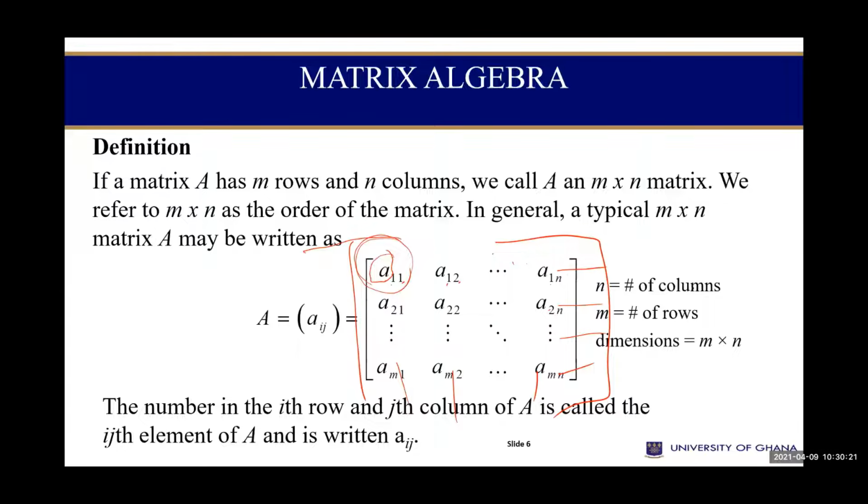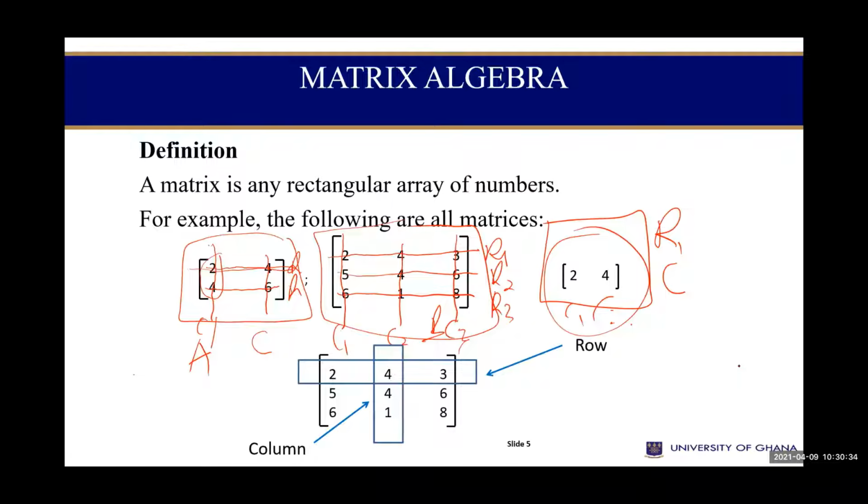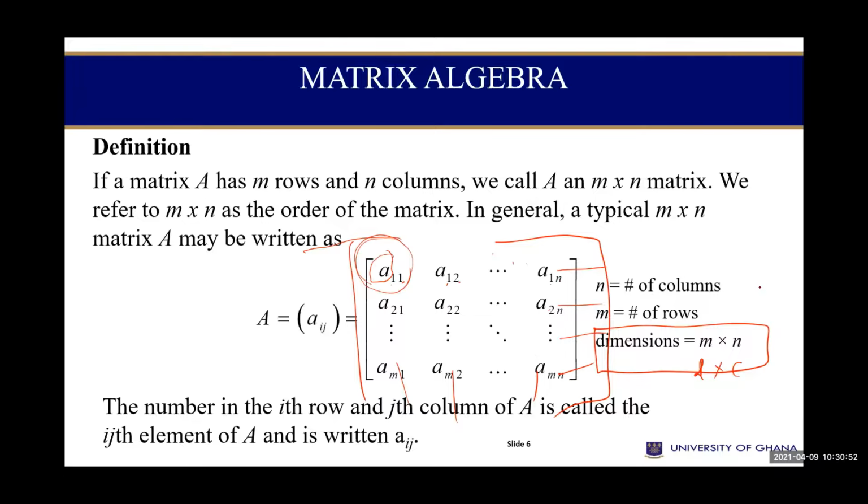Then I can define the dimension of that matrix. By dimension, we are saying m by n. M by n means row by column. So what you can see here, as we've defined, this first example is a 2 by 2 matrix because it has 2 rows, 2 columns. This is a 3 by 3 matrix, and this is a 1 by 2 matrix. So by way of defining the dimension, please pay attention to the number of rows and the number of columns.